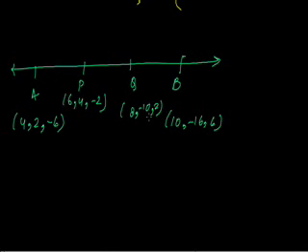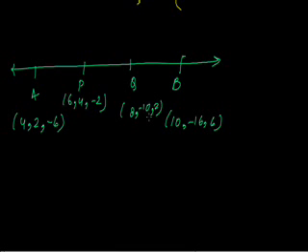In order to calculate the coordinates of point P, the ratio which we took was 1 is to 2. That is, it is dividing the line segment AB in the ratio of 1 is to 2. Whereas in order to calculate the coordinates of point Q, we took the ratio as 2 is to 1, that is, dividing the line segment joining AB in the ratio 2 is to 1.